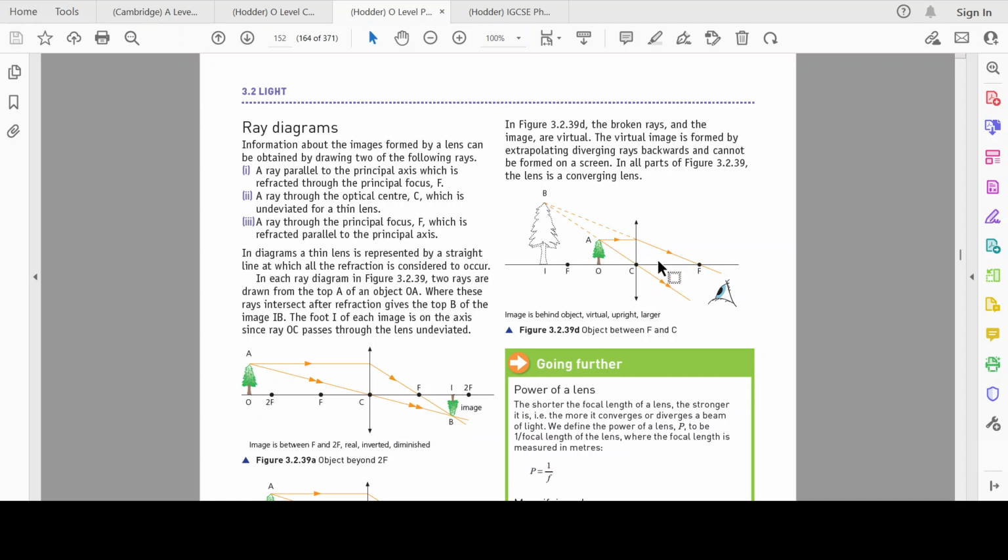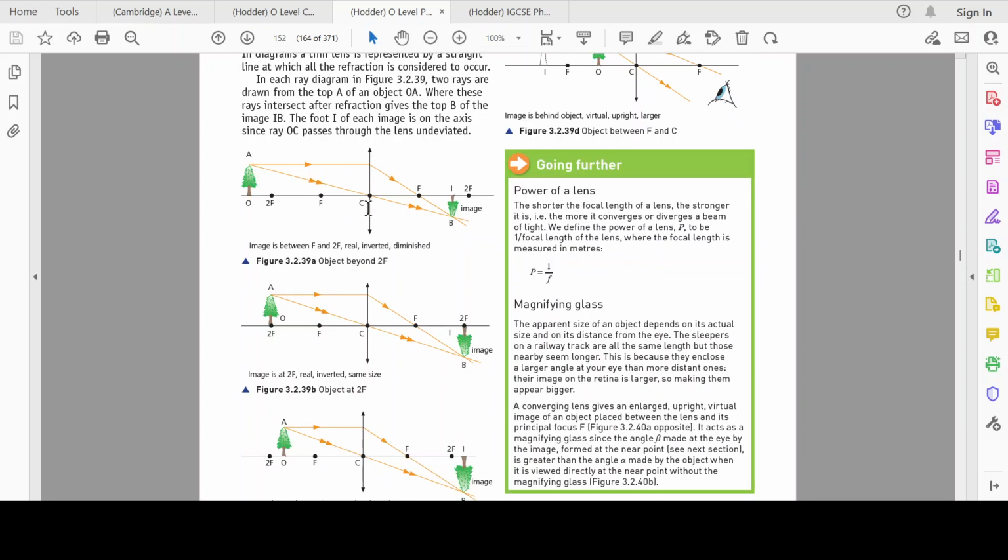This may happen, for example, in a converging lens as well. In all parts of figure 3.2.39, which includes this one, the lens is a converging lens. The reason this is happening is because the object is too close. So no real image is forming, and if anything forms, it's virtual, and a virtual image, as we mentioned, cannot be projected onto a screen, so you don't really see it happening.